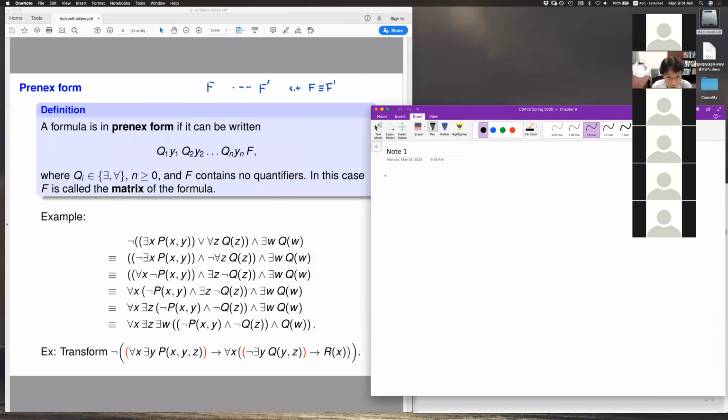So for this exercise, we have this formula, and if I just replace implication by negation and disjunction, we have this formula: not of for all x exists y, P of x, y, z, or for all x, and then there are two negations outside.